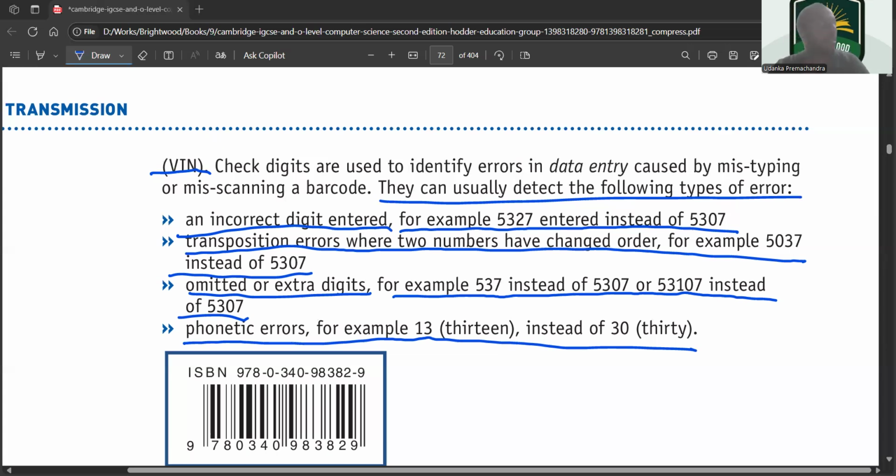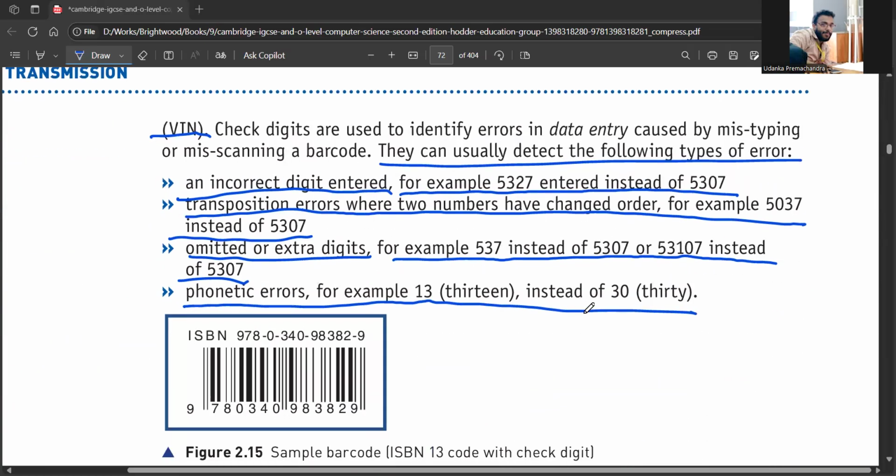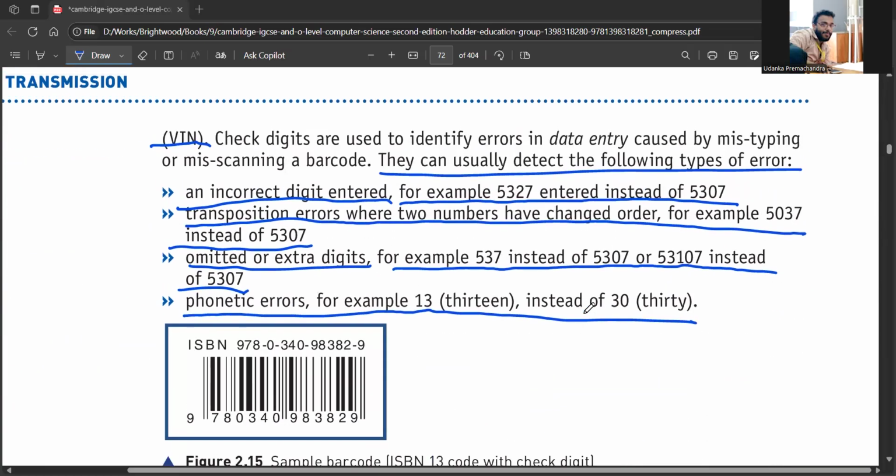There can be this type of errors. Okay, check them. We will move forward. All of them are taken as check digits. Consider a digit.